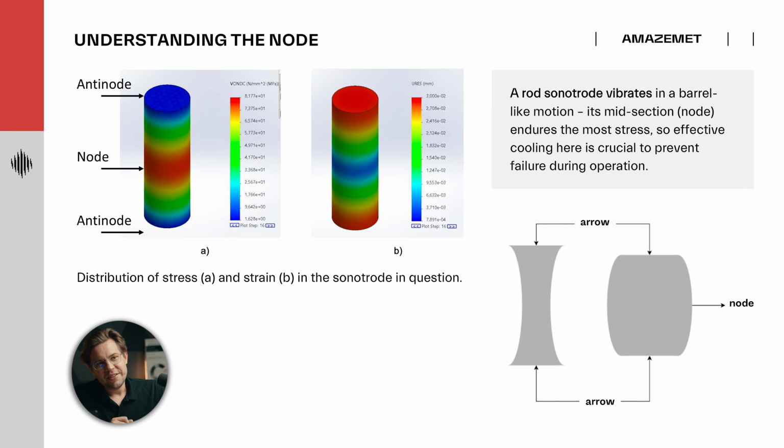First, we'll discuss how the Sonotrode actually operates. In this slide you can see a simulation of a typical rod Sonotrode. You can imagine it's kind of a barrel. We compress it, it bulges, and then we have a tensile part and it shrinks. So basically the rod Sonotrode is constantly being deformed into this barrel-like shape. In the middle of the Sonotrode we have a part we call the node.